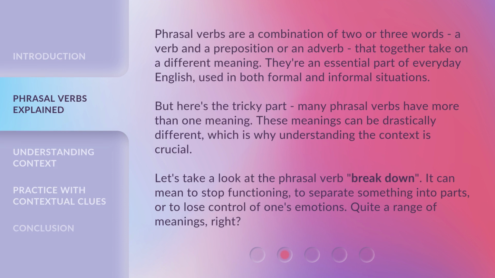Phrasal verbs are a combination of two or three words, a verb and a preposition or an adverb, that together take on a different meaning. They're an essential part of everyday English, used in both formal and informal situations. But here's the tricky part. Many phrasal verbs have more than one meaning. These meanings can be drastically different, which is why understanding the context is crucial.